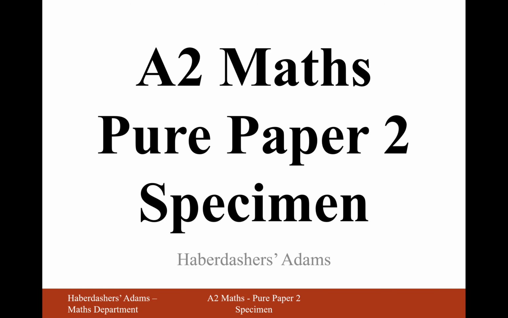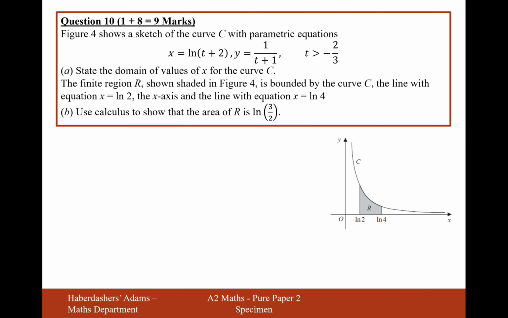Hello there and welcome to A2 Maths from Specimen Paper 2, and here we're looking at question 10, an integration question to do with parametric equations. So figure 4 shows a sketch of the curve C with parametric equations x equals ln(t + 2) and y equals 1 over (t + 1), where t is a value bigger than minus 2/3.